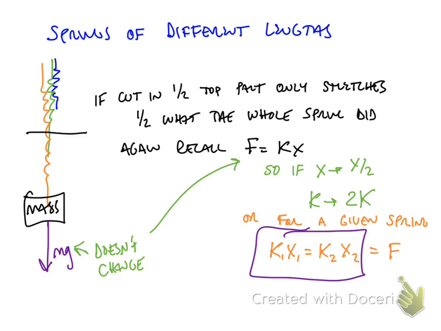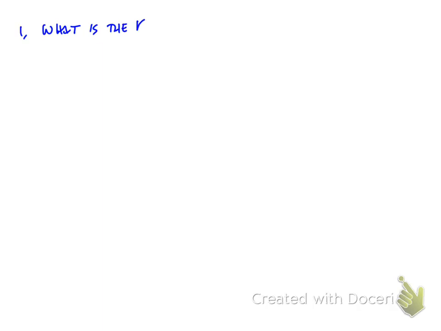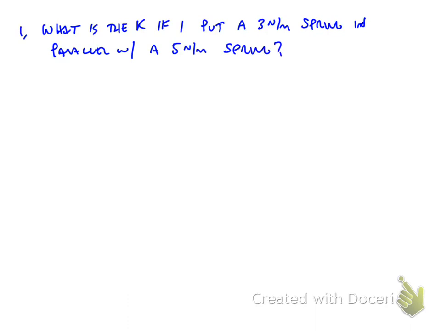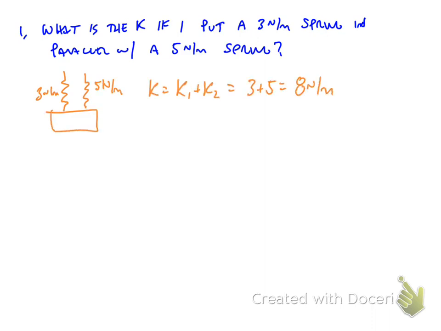So let's take a look at a couple examples. See if you can figure these out. First, let's do one. If I put a 3 newton per meter spring in parallel with a 5 newton per meter spring, what would my new k value be? Well, these are in parallel, so I just add them together. 3 plus 5 is 8 newtons per meter.